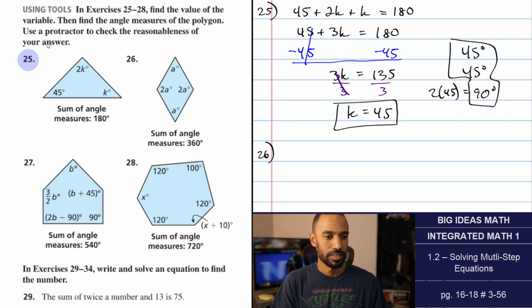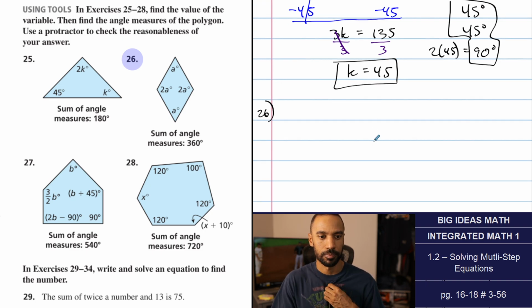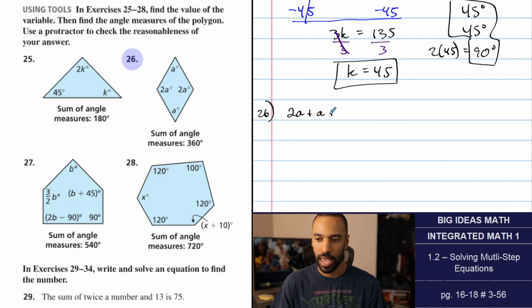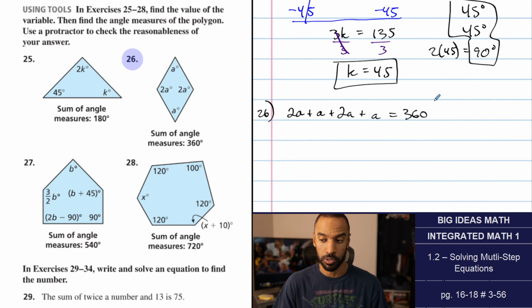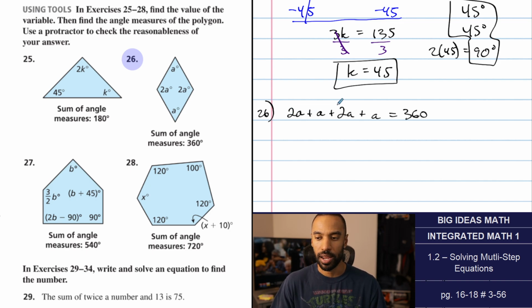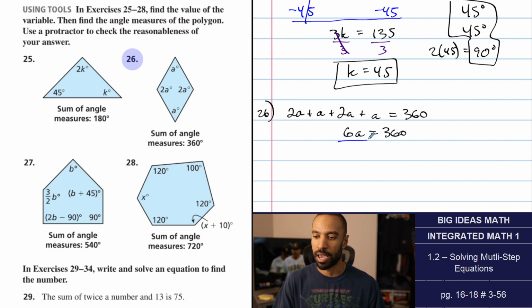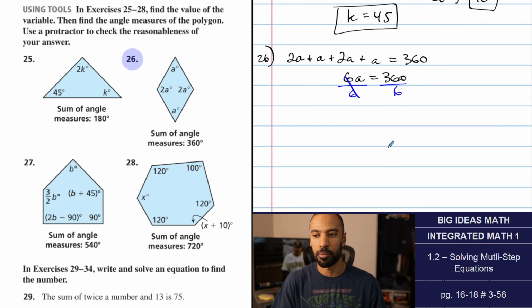Number 26. Well, I don't know. Let's see. We have the sum of angle measures is 360 degrees. When I add this 2a, this 1a, this 2a, and this 1a, I'm getting 360 degrees. All quadrilaterals add up to 360. 2a plus 1a is 3a, plus another 3a there is going to be 6a. Divide both sides by 6. 360 divided by 6, it's like 36 divided by 6, but add a 0 at the end. A is going to be 60. A is 60.